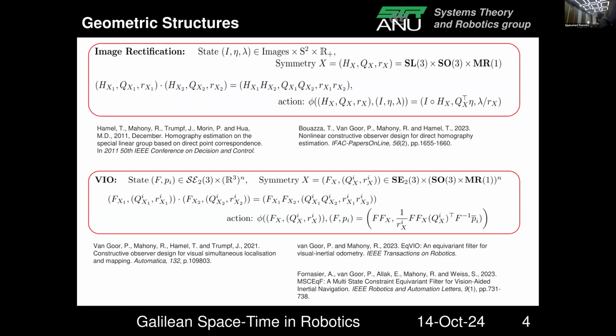Oops, sorry. And then I'll also mention this visual inertial odometry problem at the bottom, where the state space that you're estimating is SE_2(3). So this is the extended pose group. And you have a set of points in R^3, which are points in the environment that you're trying to estimate. But you don't estimate them with Euclidean symmetry. Each one of these points, instead, you estimate with what I think of as a polar symmetry.